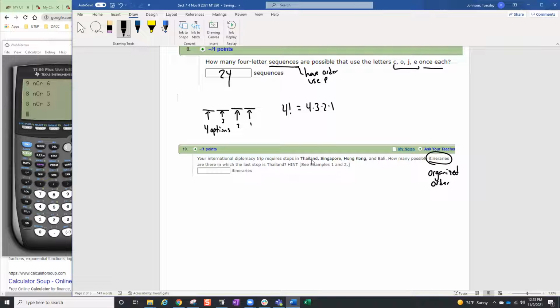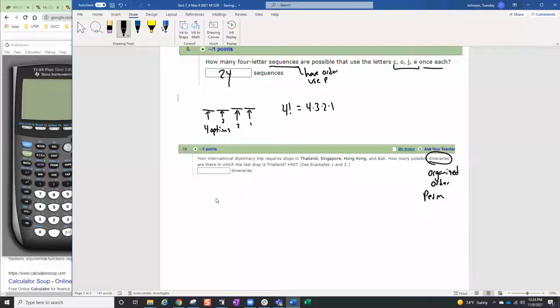If your connecting flight goes from Thailand to Singapore, but your itinerary says you're going from Thailand to Bali, you're not going to be ready for the weather in Singapore or for the notes for the meeting you need in Singapore if your plane's taking you somewhere else. So order matters. So we use permutations.